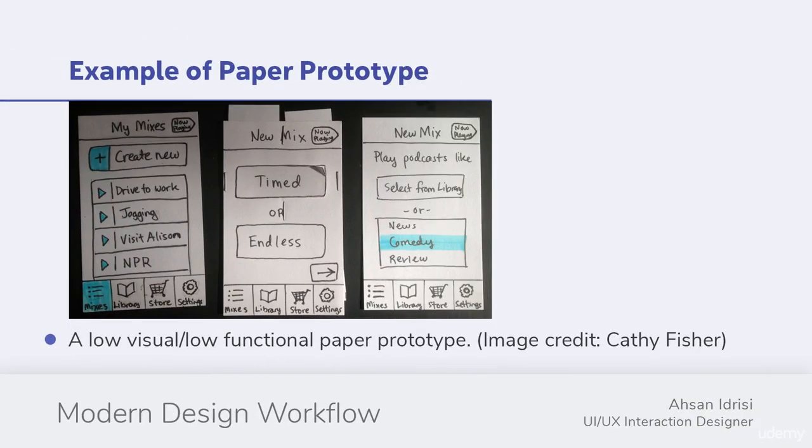Okay, here is an example of a paper prototype. You can see over here it is a visual image from Kathy Fisher, and it is a very low fidelity functional paper prototype. And what it does is that the user taps or clicks or selects one menu item, and you are going to show them the next screen by yourself, okay? So basically all the animation or interactivity is going to be manual, and you are going to change the screens and show them the next paper slide.